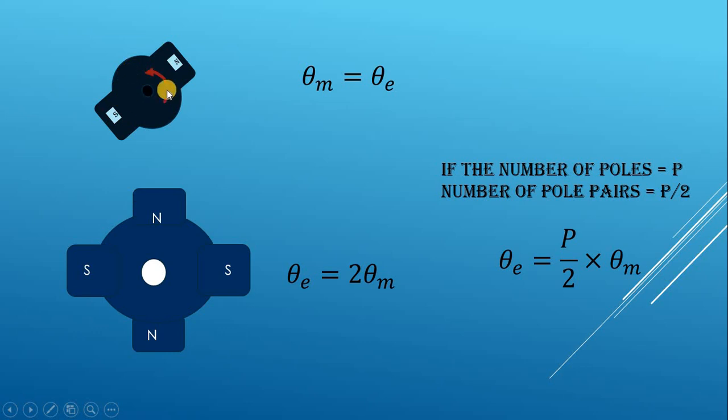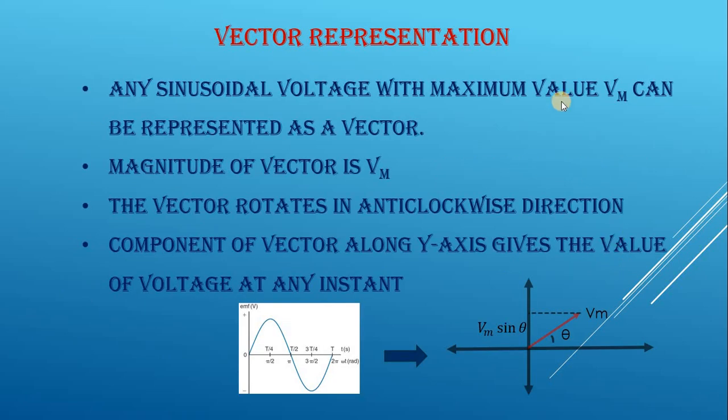So look at the first case. How many pole pairs are there? Pole pair is 1. So theta e equal to theta m. Look at the second case. How many pole pairs are there? 2 pairs of poles. So theta e equal to 2 theta m. If you have p by 2 pairs of poles, theta e equal to p by 2 into theta m. Clear? Next we can see the vector concept.